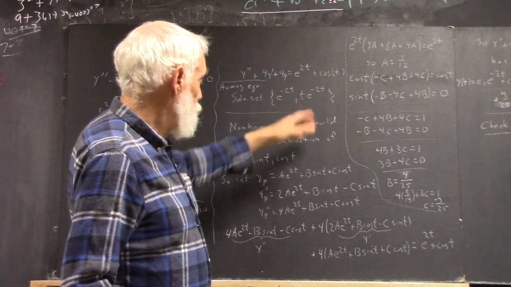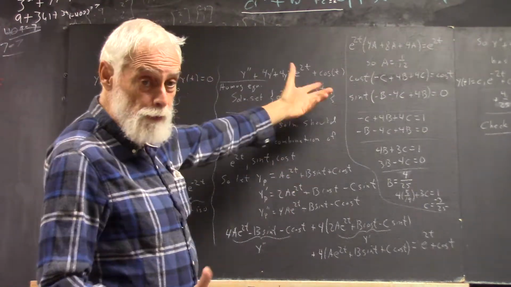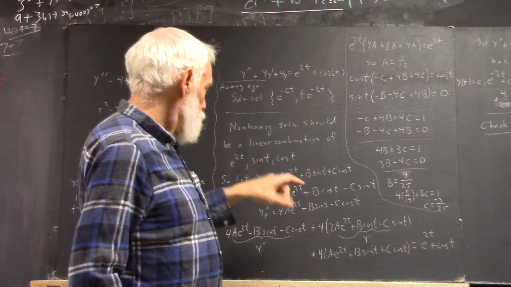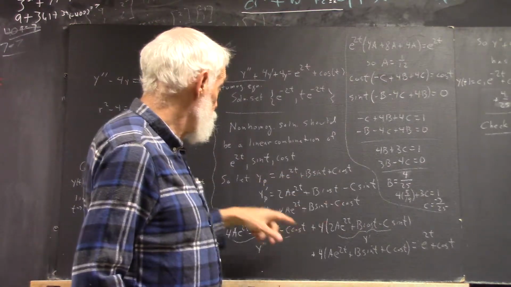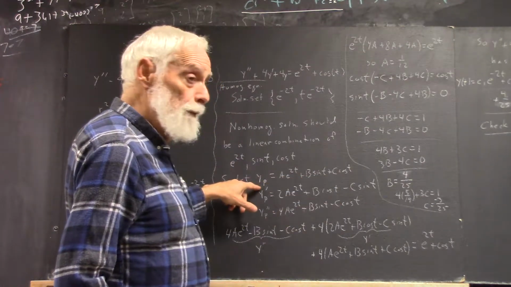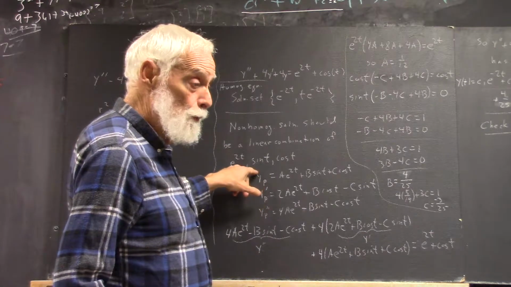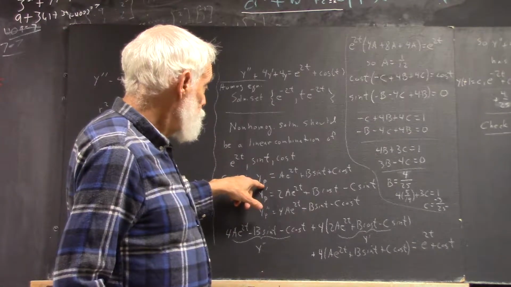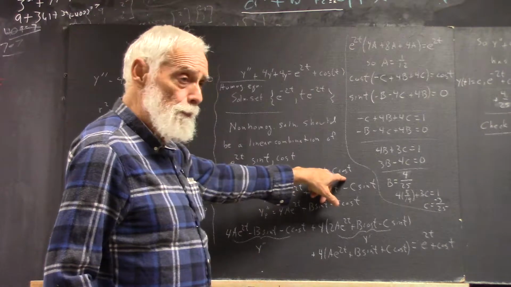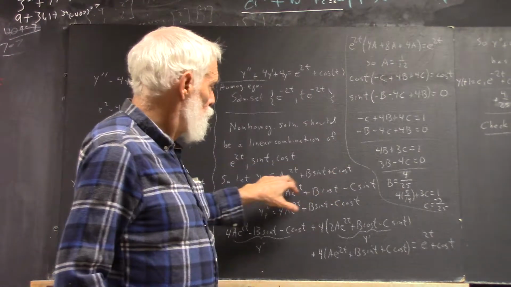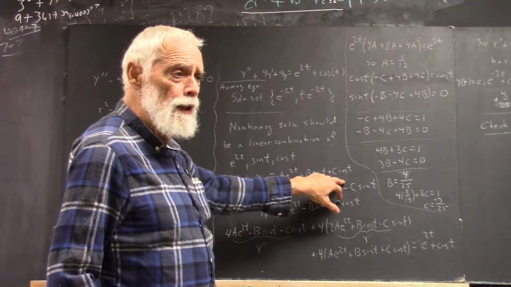I don't want to use C1 and C2 because that's usually what we use with the fundamental set. So I'll use A, B, and C for my coefficients. So if yp, and that stands for particular solution, y particular, equals this, then what do the constants A, B, and C have to be?